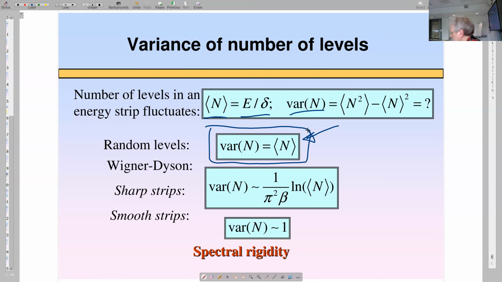Wigner-Dyson statistics predicts much smaller values. It is called spectral rigidity. So for sharp strips there's some log dependence and there's temperature coming. If the strip is a bit smooth, the logarithmic dependence is gone. So the variation is of the order of 1. The levels in chaotic systems appear to be much more ordered in this sense.